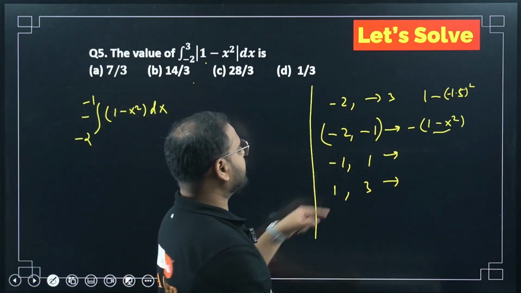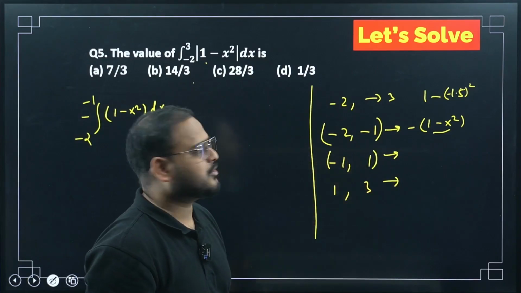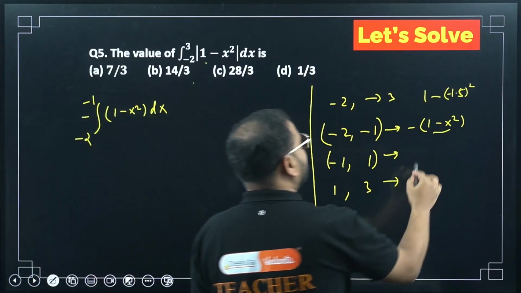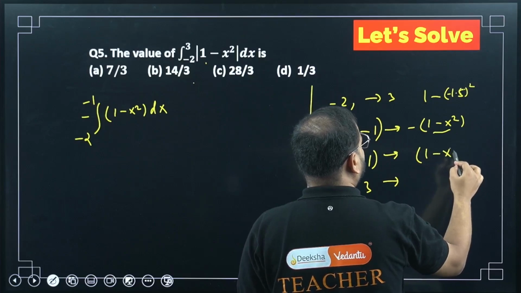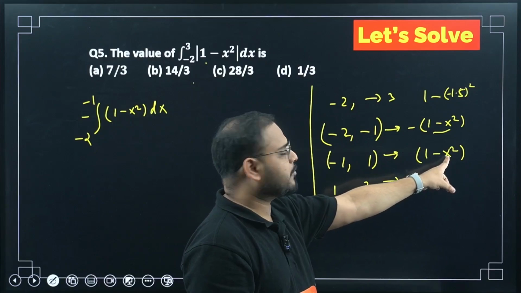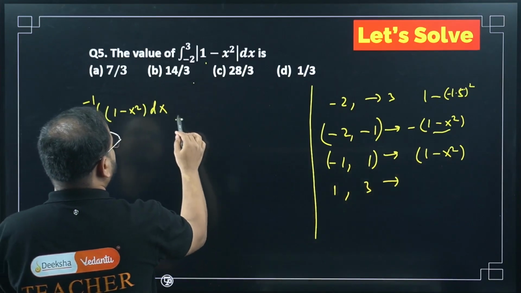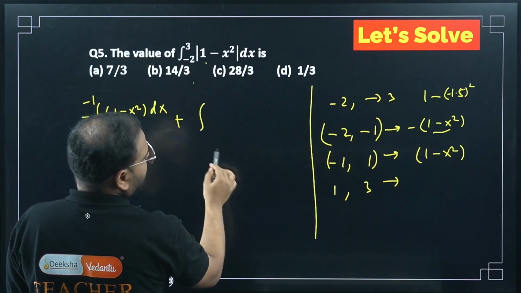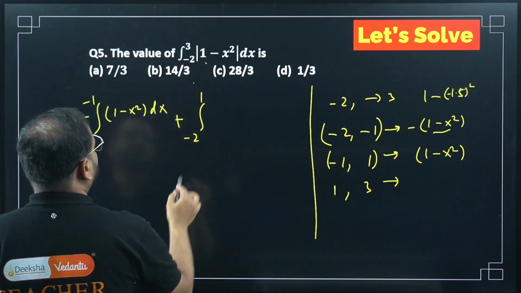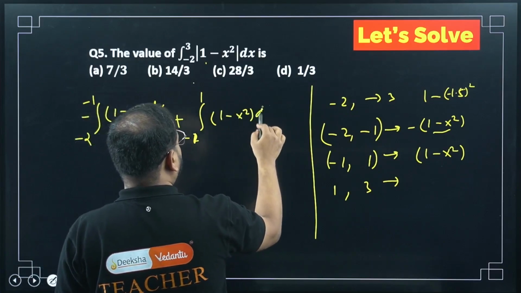Second, now you see, from minus 1 to 1. Put a value, put 0 over here. Minus 1 to 1 will have 0 in it. Put 0, you get 1 minus 0. How much is that? Positive 1. It will remain as it is, 1 minus x square only. Because if you put 0.5 also, you'll get 0.25. 1 minus 0.25 is what? Again positive. So it will remain positive. So I get this as plus. From minus 1 to 1, the function will remain as it is, 1 minus x square, again dx, okay?